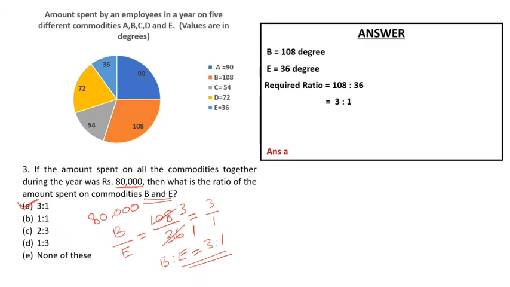B is 108 degree and E is 36 degree. Required ratio is 108 is to 36. So you can cut this 36 and 108, 3 times and 1 time. So it got 3 is to 1. So accordingly, the correct answer is answer A, 3 is to 1. Kindly note it.